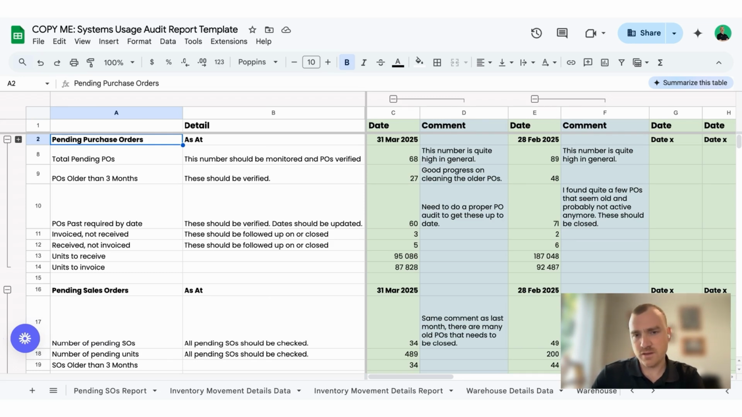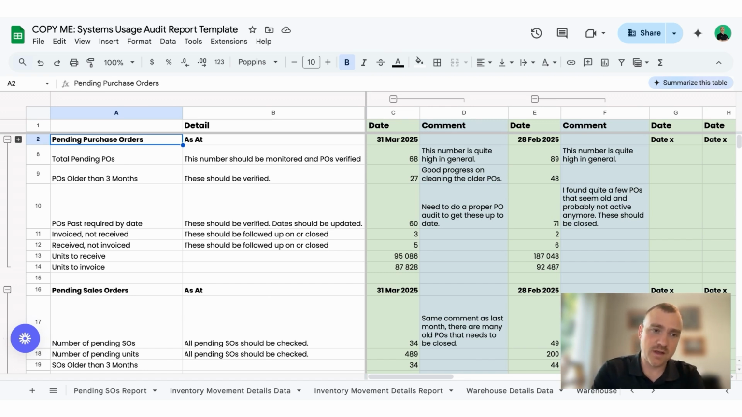And even though in this case, having 68 is quite high, that could be the reality for this company because they might have very long purchasing cycles or many different suppliers. So as long as you can explain the high number, that is totally fine.